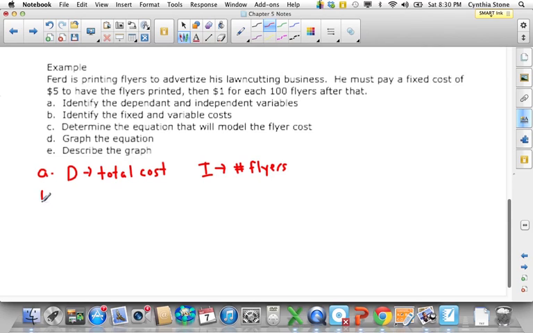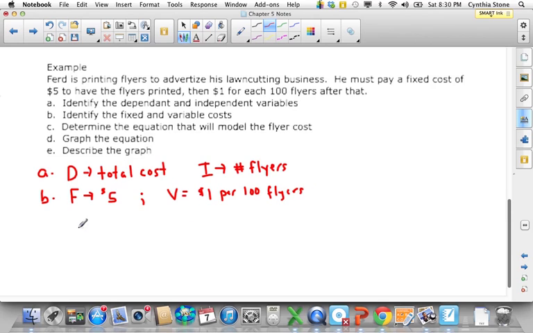Then it says identify fixed and variable cost. Well, fixed is what he pays no matter what. That's going to be, he must pay a fixed given, $5. Doesn't matter how many flyers he makes, he's got to pay $5. And the variable cost is the $1, $1 per. That's the variable cost.